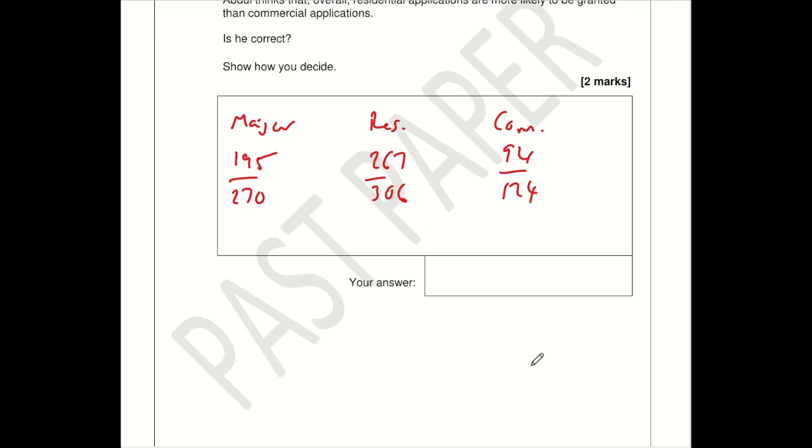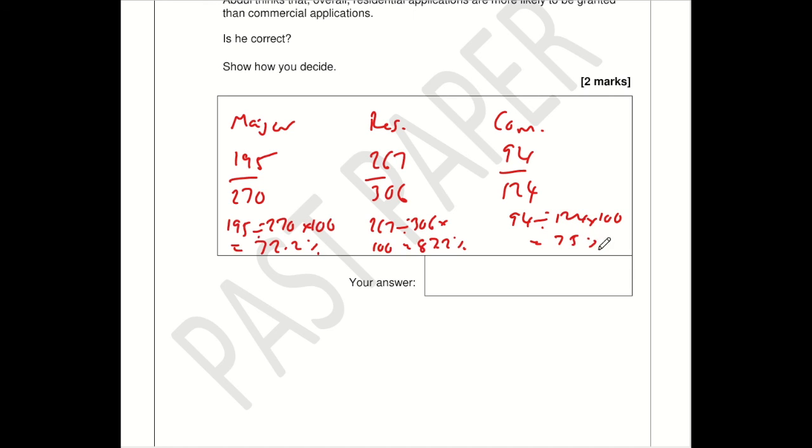So what I would do now is turn all of these into percentages. Now to convert a fraction into a percentage, it's top divided by bottom times 100. So 195 divided by 270 times 100 comes to approximately 72.2%. For residential, 267 divided by 306 times 100 comes to 87.2%. And commercial is 94 divided by 124 times 100, and that comes to just over 75%.